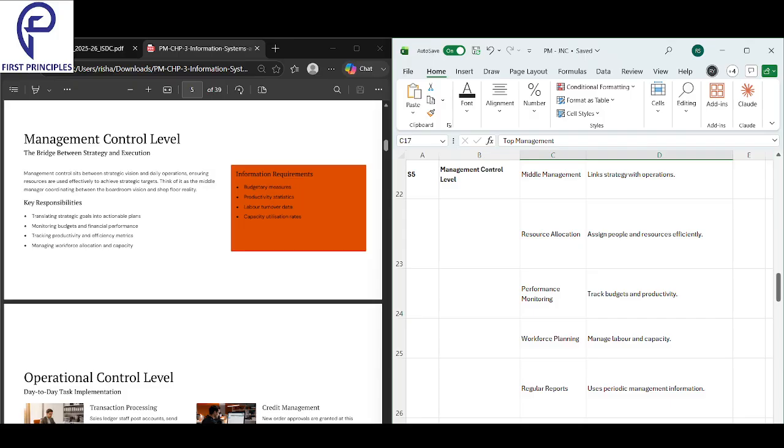Next, performance monitoring. It tracks budgets and productivity. How much is happening? Are we doing good? It just keeps track of everything. Are they working? No. But they have to keep track of it. Next, workflow planning. They manage the labor capacity. We need more people here, we need fewer people there. Take a person from there, put them here. Next, regular reports. They use periodic management information.